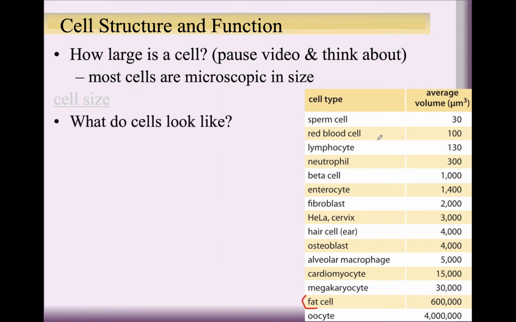All right, well, what do cells look like? And again, what you might do is pause, give this a little bit of thought. Have I seen a cell? What did that cell look like?